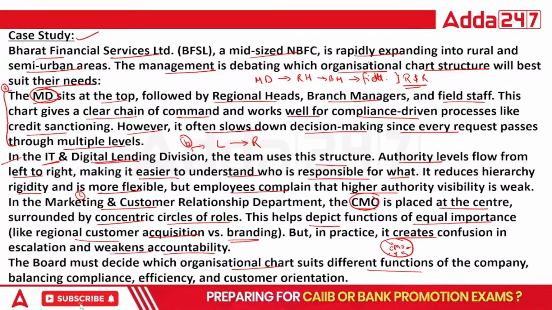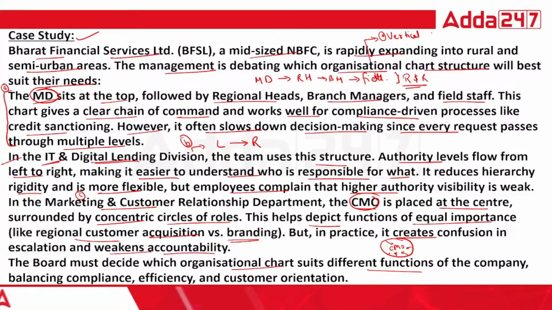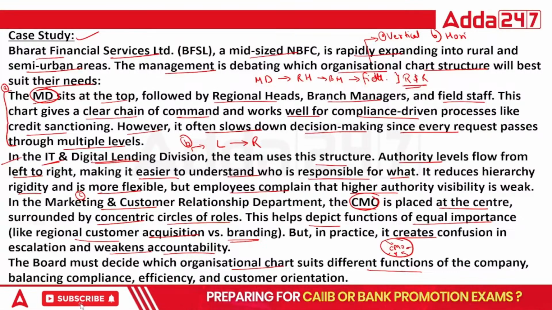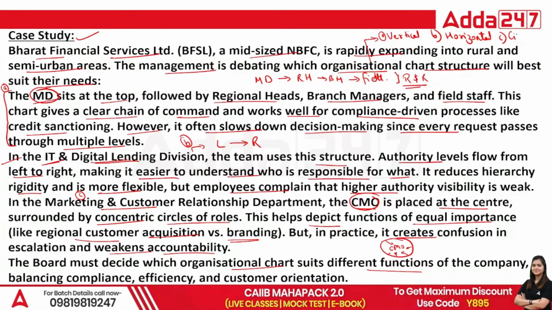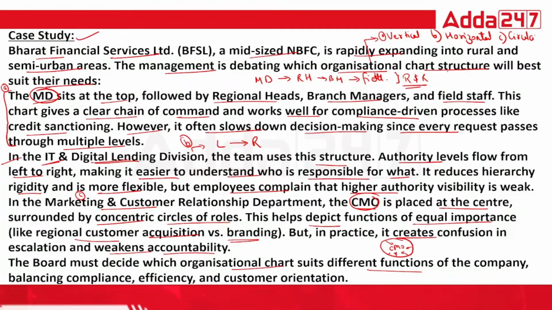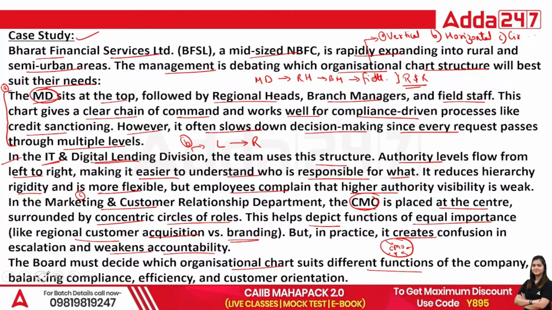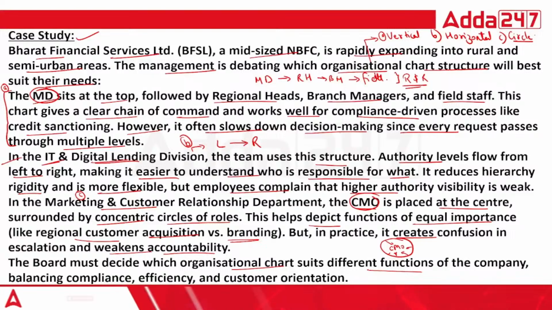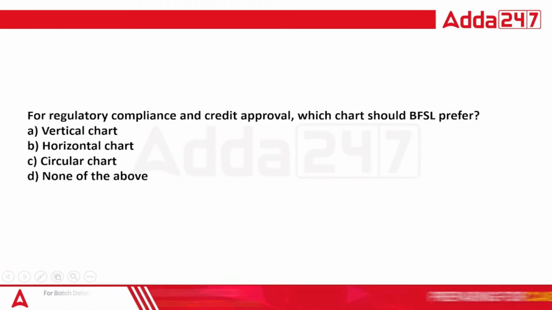So if we see organizational charts, basically we have three types. First is your vertical one. Next is your horizontal. And the last one is your circular, that is in circle format. So these are the three types we have under organizational charts. Now let's see the questions one by one.